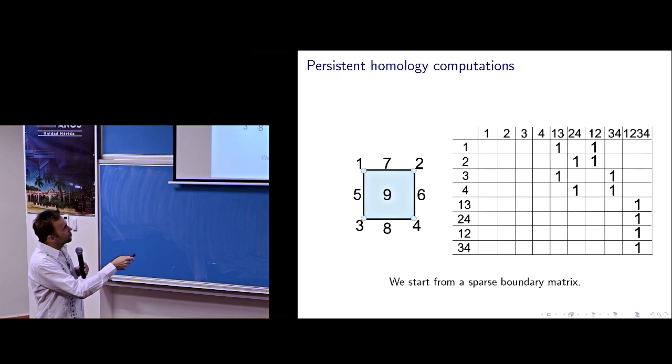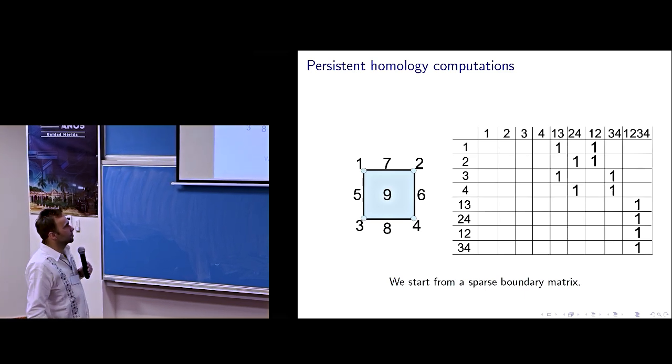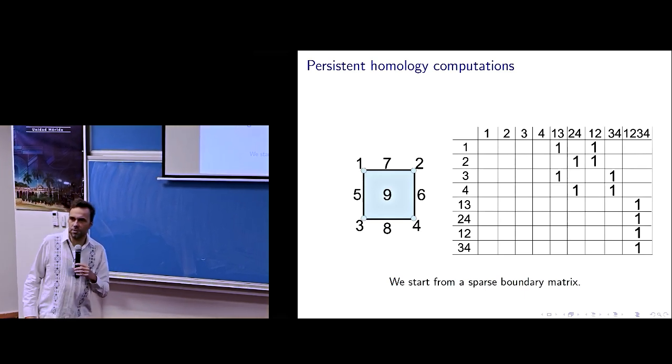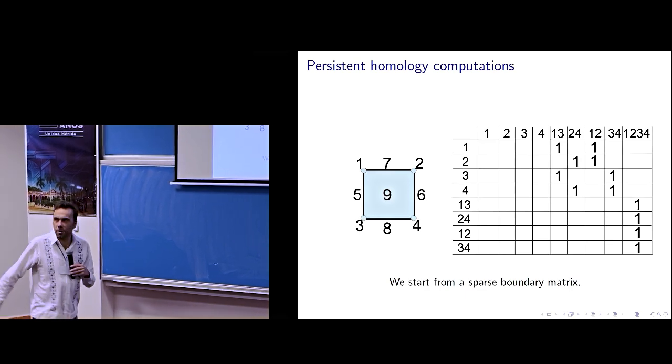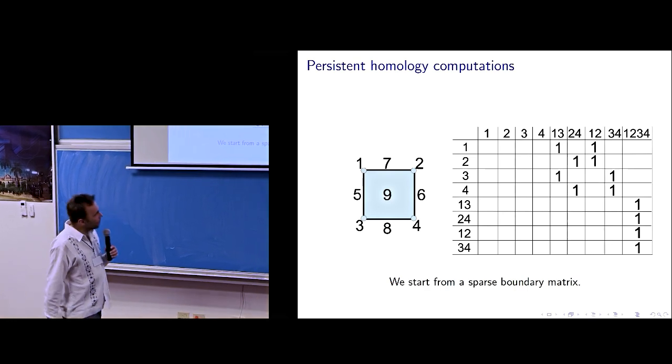If you look at the edge 1, 3, it has the vertex number 1 and the vertex number 3 in the boundary, and this is what is denoted over here by those non-zero entries. Everything else should be 0, but of course I'm not putting all the zeros. It's very much like the philosophy of the sparse matrix.